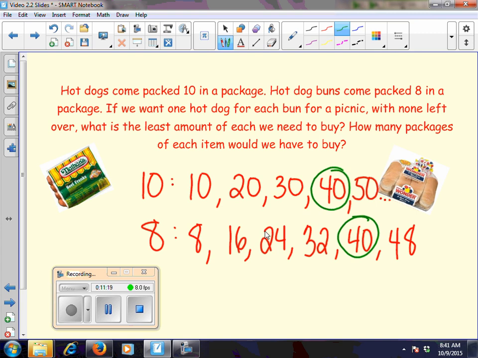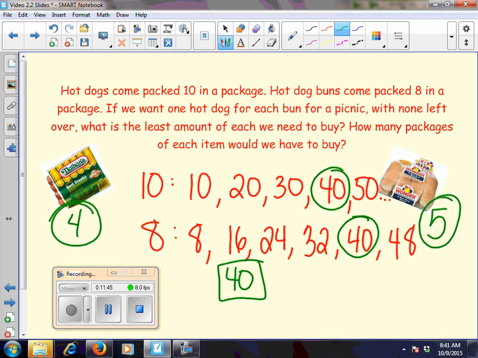So I know I'm going to need 40 items, but they come in packages of 10 and packages of 8. So if I'm buying the hot dogs at 10 each, I only need to buy 4 packages of hot dogs. But the buns, let's see, what times 8 is 40? Oh, that's 5. I'd have to buy 1 more package of buns than hot dogs, so that I could have an even 40-40. So essentially, I would buy 8 packages of 4 plus 5. And then I would get my amount.